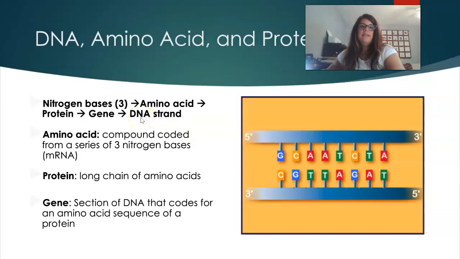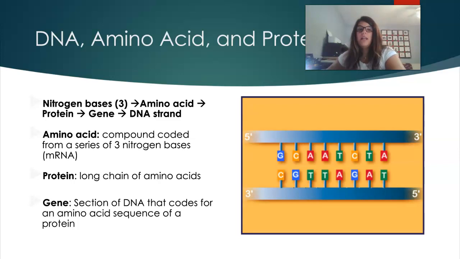So, a couple of basic vocab terms. Nitrogen bases, we just talked about those. A series of 3 nitrogen bases will code for a chemical called an amino acid, and we'll talk about those in a second. Chains of amino acids are going to make up a protein. A protein is essentially a gene. So when we talk about the gene for eye color, we're referring to the protein responsible for making that eye color. And then all of the genes connected together is what a DNA strand is.